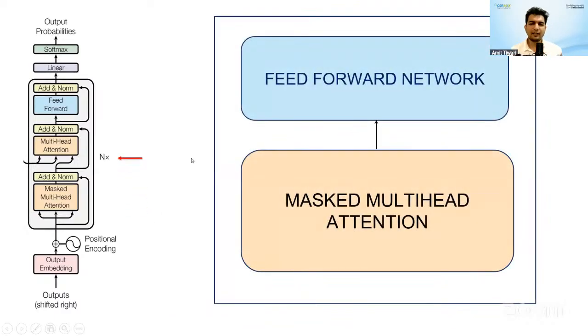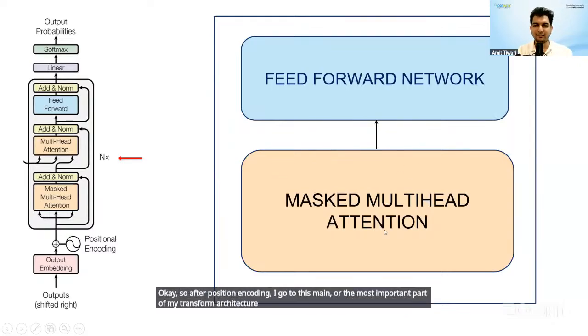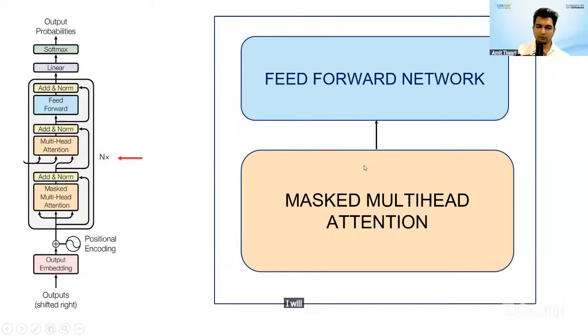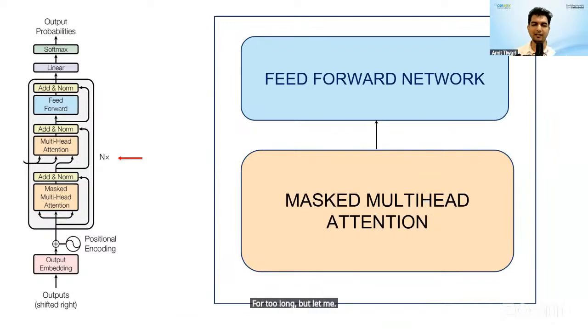All right. After positional encoding, I go to the main and most important part of my transformer architecture, which is the masked multi-head attention layer and a feed forward network. I will go through this in a very intuitive way, not going into detail about the attention layer, otherwise we will be having this class for too long. But let me see if I can explain this in very, very simple language.